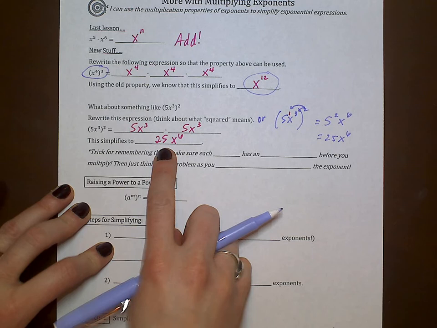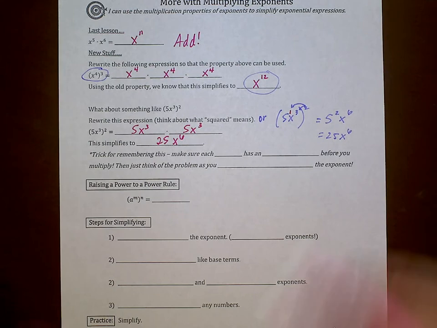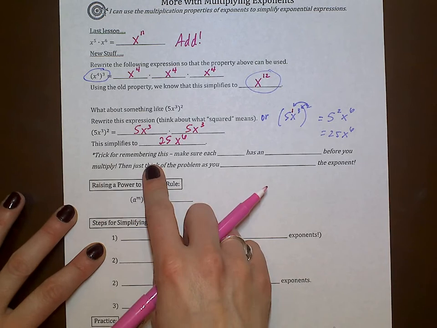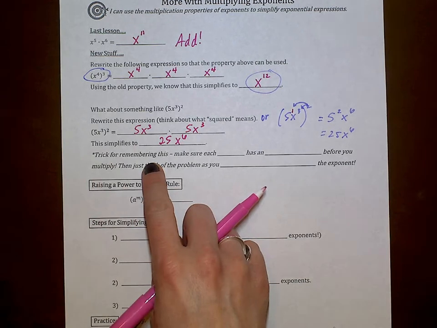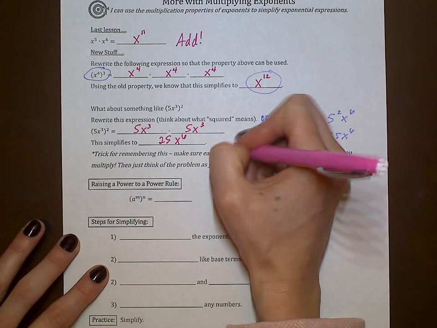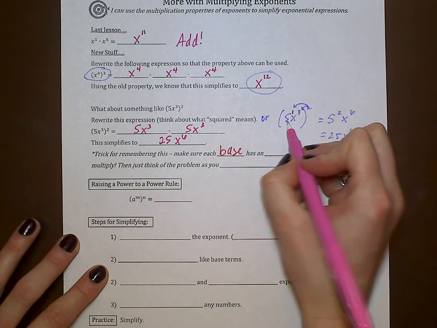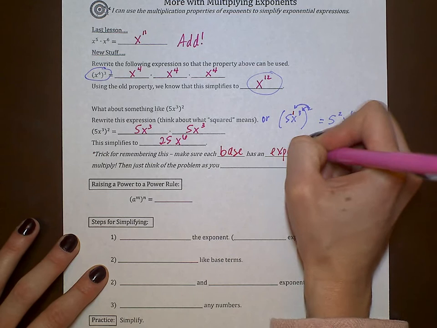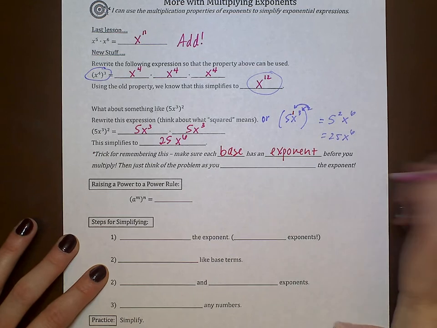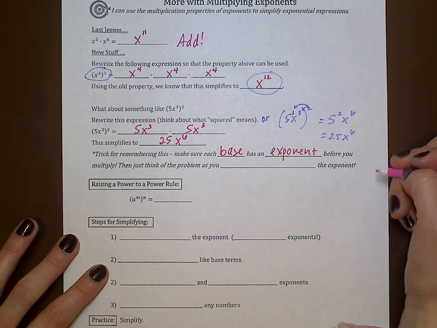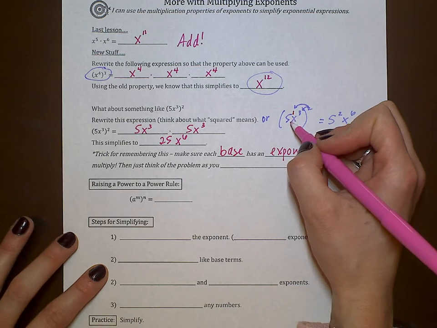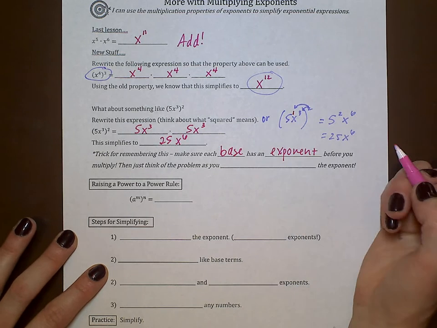And we're going to practice this a lot. So if that was kind of weird, don't worry about it. The trick for remembering how to get this correct is you should make sure that each base, like the 5 and the x, has its own exponent before you multiply or distribute through. So put ones on bases that don't have an exponent written. Then you just think of the problem as distributing the exponent.